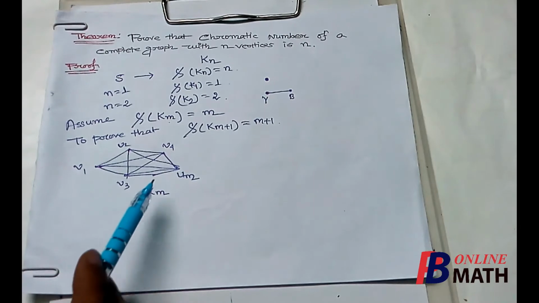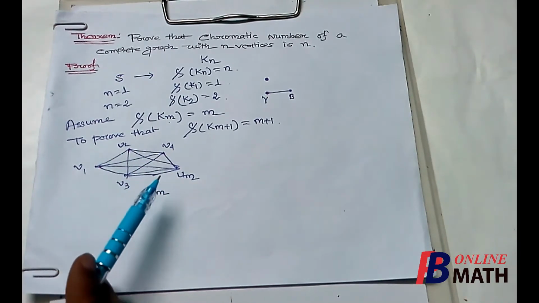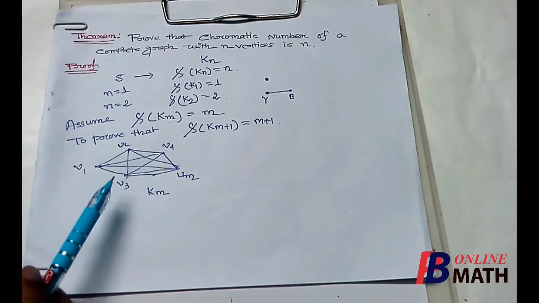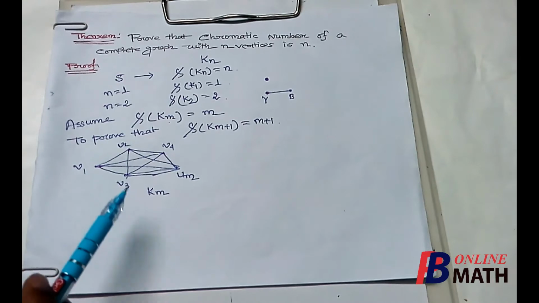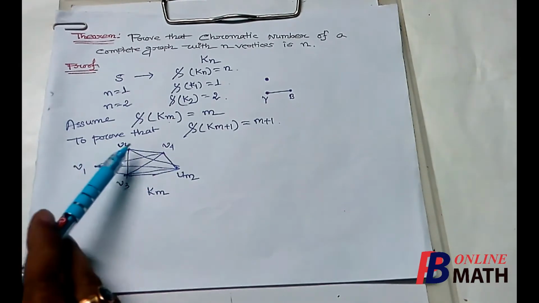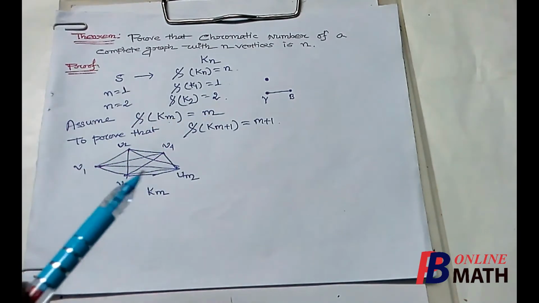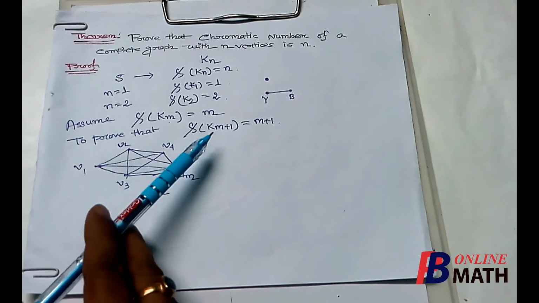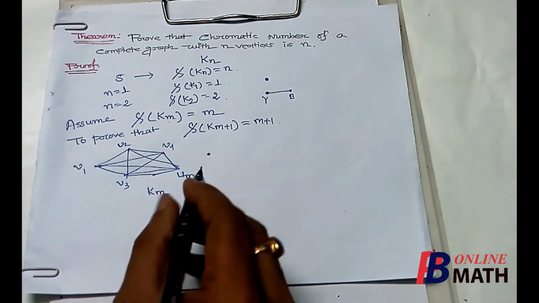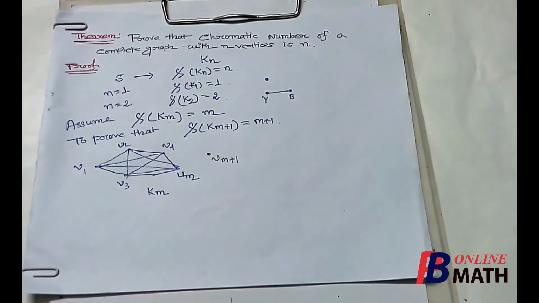Let us assume that this is the graph Km. This graph has m vertices and every pair of vertices is connected by exactly one edge. So this is the complete graph Km. Now we have already assumed that this graph has chromatic number m. Now we have to prove that the chromatic number of a complete graph having m plus 1 vertices is m plus 1. So now let us add one more vertex, we call it Vm plus 1.